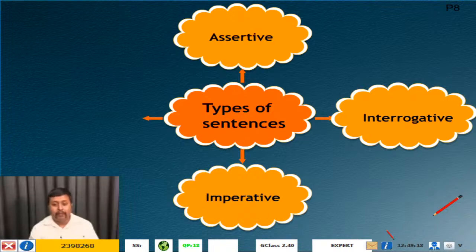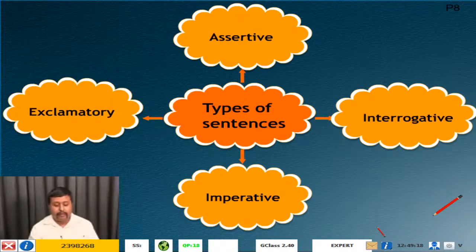Third one is an imperative sentence. Then fourth one is an exclamatory sentence. Excuse me. So what did I see? I saw that there are four types of sentences. First one is an assertive sentence. Second one is an interrogative sentence. Third one is an imperative. And the fourth one is an exclamatory sentence.